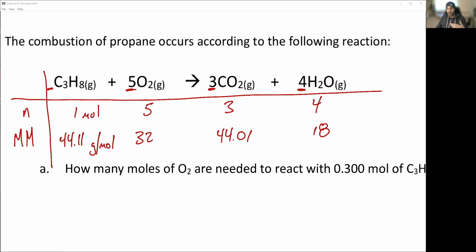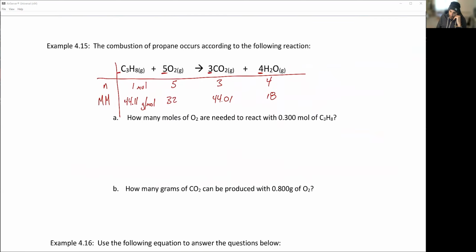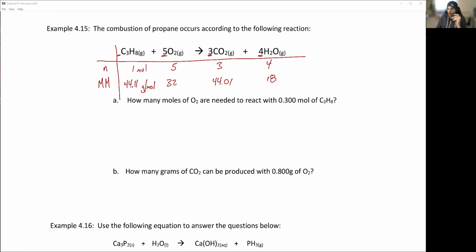Having this information here is going to make retrieving it much easier when we're doing these problems. So I've created a little table with moles of substance, which is going to be for our molar ratios. And then the molar mass is just to go from grams to moles. Okay, so I have this reaction. How many moles of O2 are needed to react with 0.3 moles of C3H8? This is kind of a warm-up question.